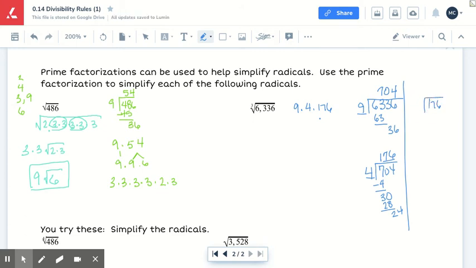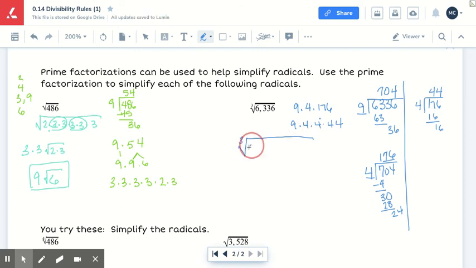So let's see, 76 is divisible by 4. So I think I'm going to do 4 again. So 4 will go into 17 4 times. And then 4 will go into 16 4 times again. So now I've got 9 times 4 times 4 times 44. And I think now I'm down far enough to where I can break all this stuff down. So I'm going to go ahead and go back to my radical.